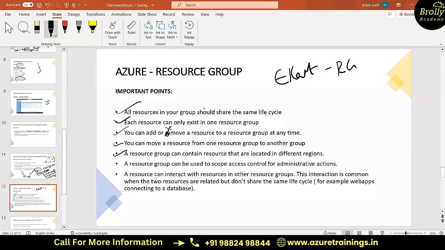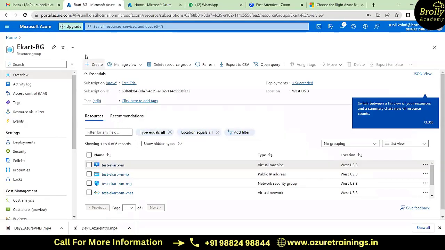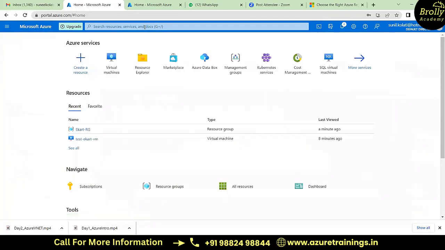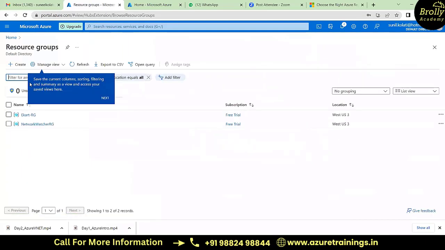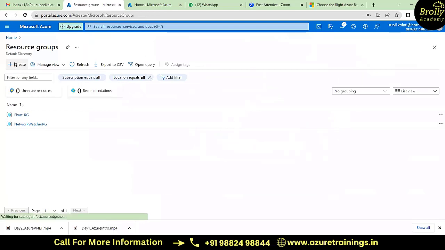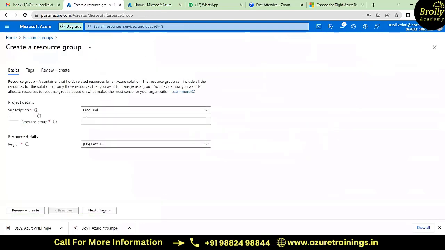First of all, I will show you how to create a resource group. See, for anything, first of all, we have to provide a subscription. Since it's a free account, it is showing the free trial subscription. We have to provide the resource group name, Flipkart RG. And we have to select a region for this resource group.